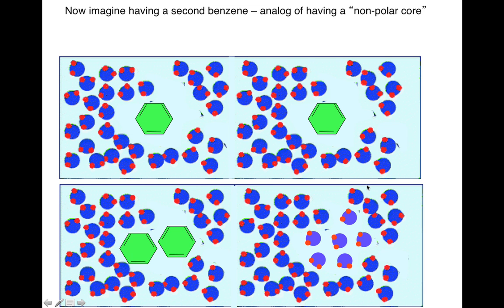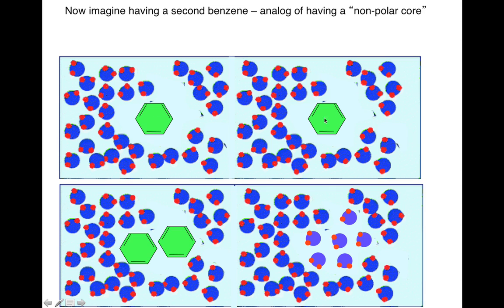Okay, so now let's imagine we talked about transferring a benzene molecule into a solution of water. How about putting in a second benzene? This would be the equivalent of making a nonpolar core in the middle of a protein. We've already seen nonpolar side chains packing against one another, forming nice van der Waals interactions.